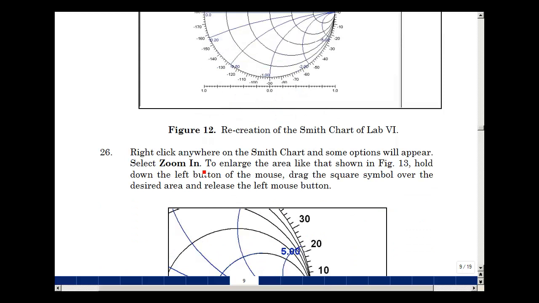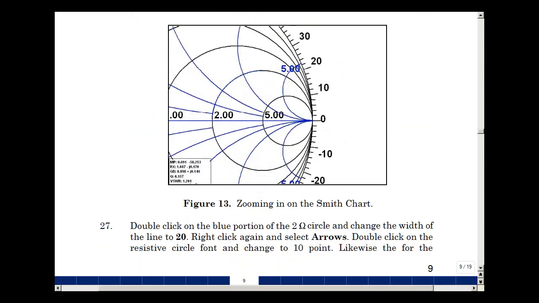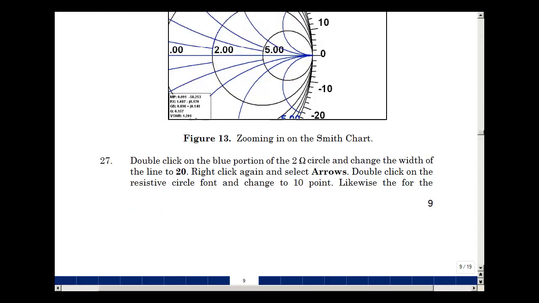So right-click anywhere on the Smith chart, and some options will appear. Select Zoom In. To enlarge the area like that's shown in Figure 13 below, hold down the left button of the mouse and drag the square symbol over the desired area and then release it. Now double-click on the blue portion of the 2 ohm circle, which is here, and change the width of the line to 20. Right-click again and select the arrows. Double-click on the resistive circle font and change it to 10 point.